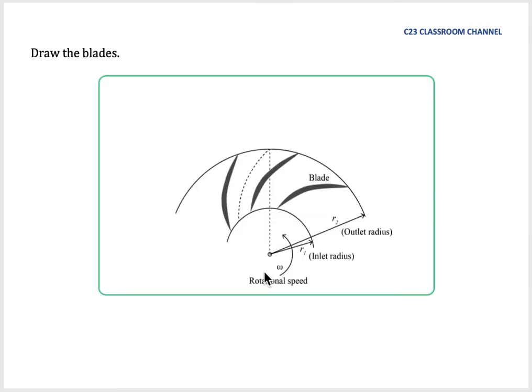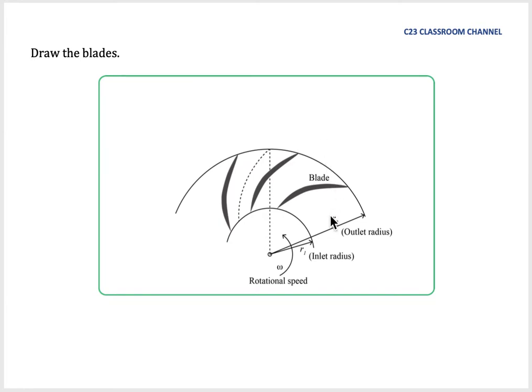And then we could draw the velocity triangle based on backward, forward or radial blades. First, you need to draw the blades. It depends on the question, because as I said, we have three types of blades: backward, forward, and radial. So how do we know which is radial, backward or forward?